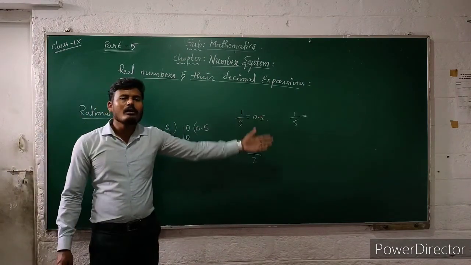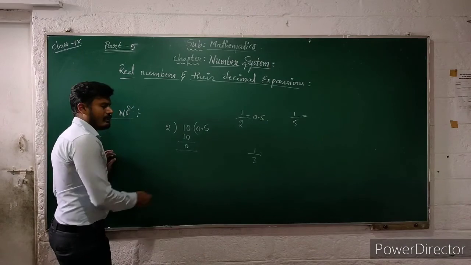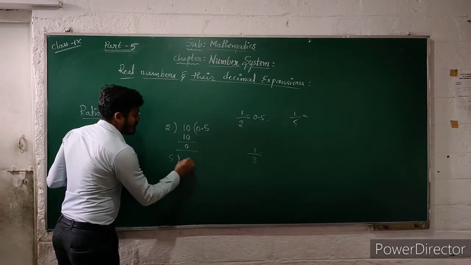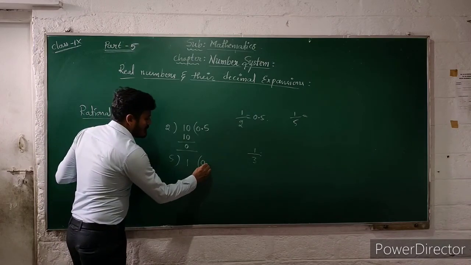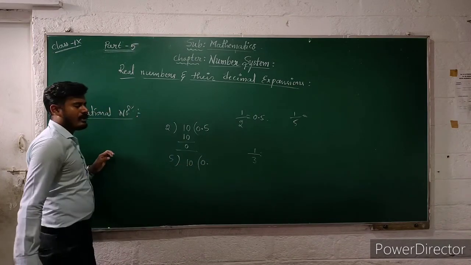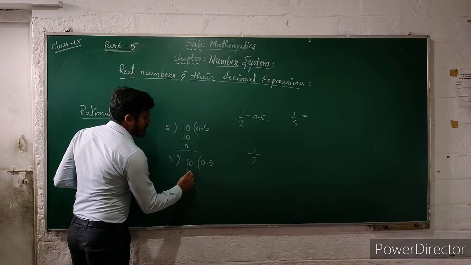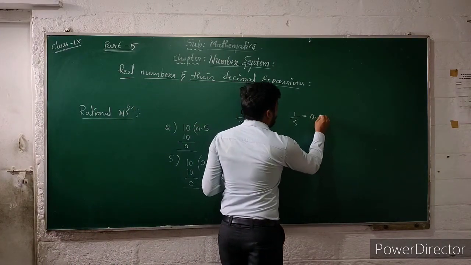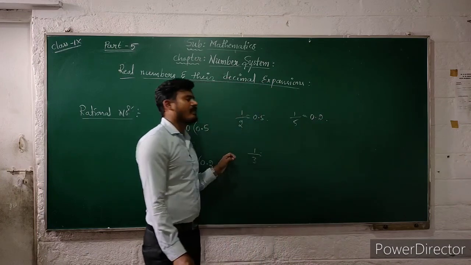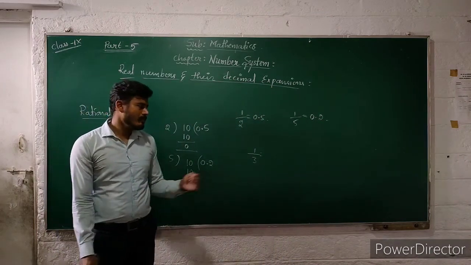Then what about 1 by 5? It is very easy, but you should solve it using the long division method. 0 point, carry 0 here, 5 2s are 10. So your remainder is 0. So that means 0.2 is the decimal expansion of 1 by 5.